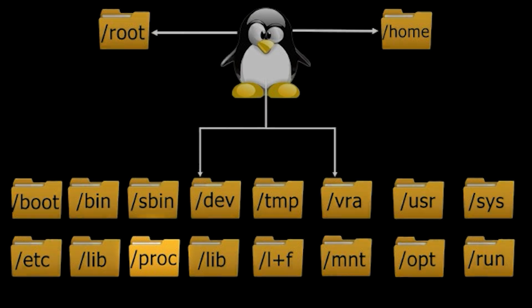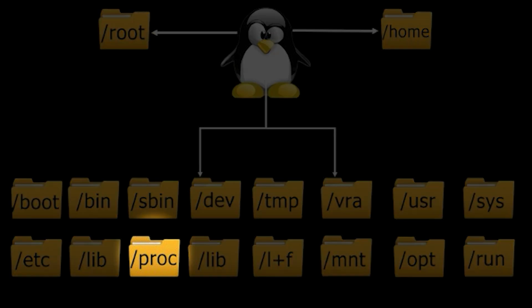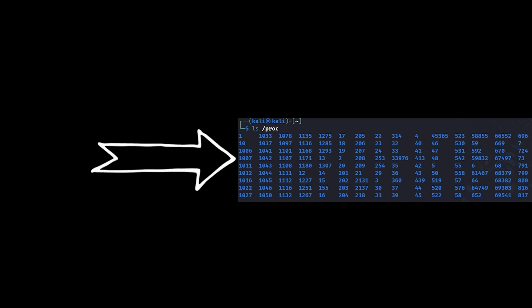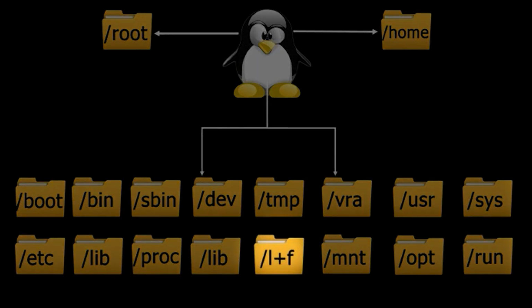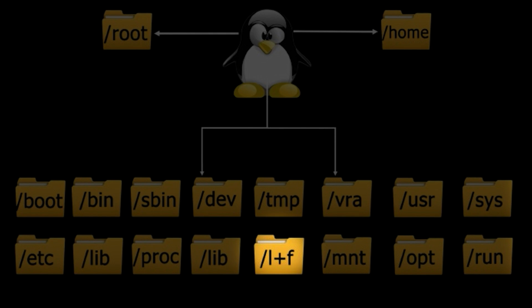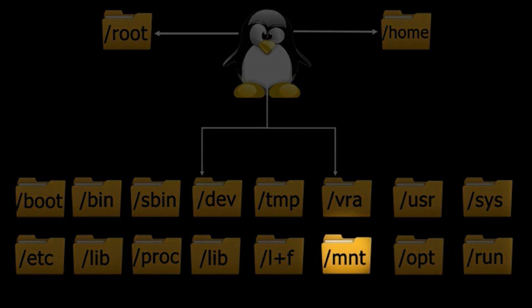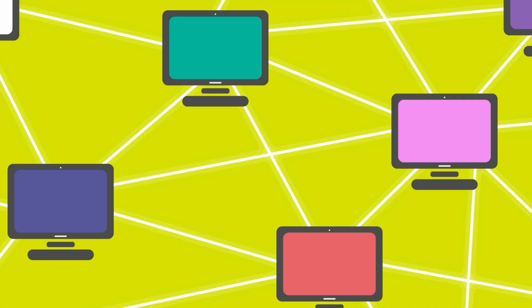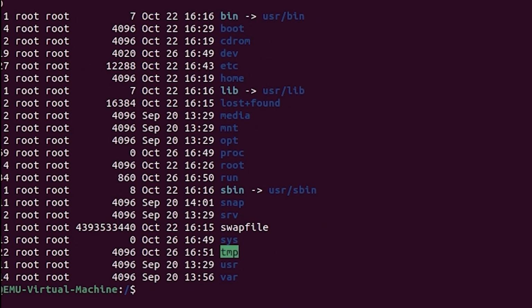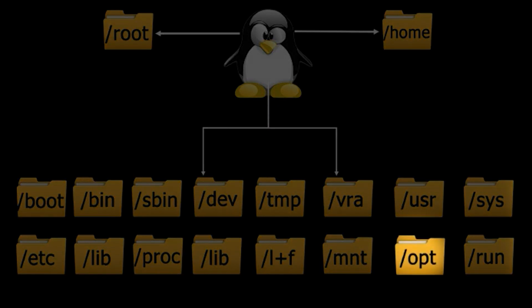Seven is /proc, called processes, which provides information about processes and kernel data. Eight is /lost+found, where recovered files go. Nine is /mnt, called mount, typically used for mounting other file systems, like network shares. Ten is /media, used for mounting removable media like DVDs. Eleven is /opt, called optional, often used for installing optional software packages.